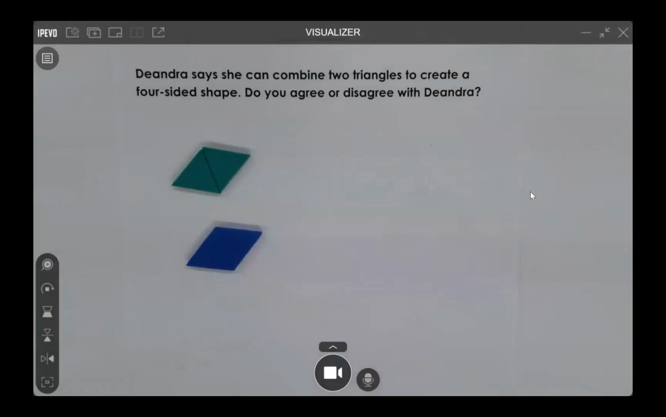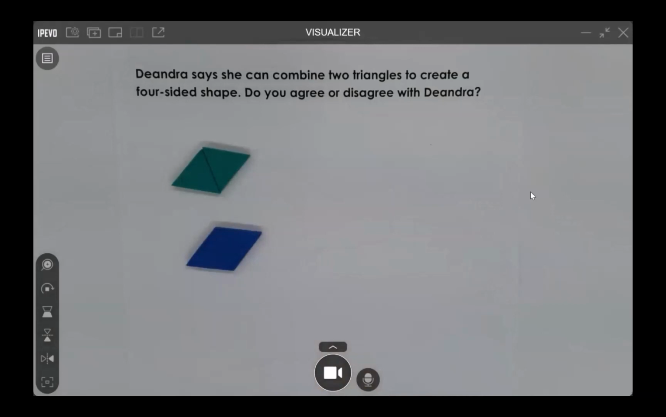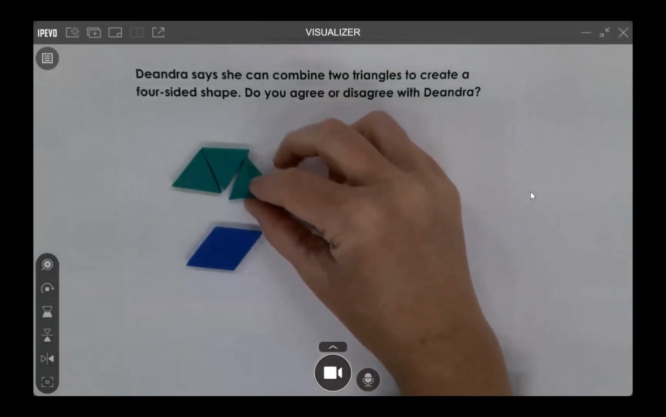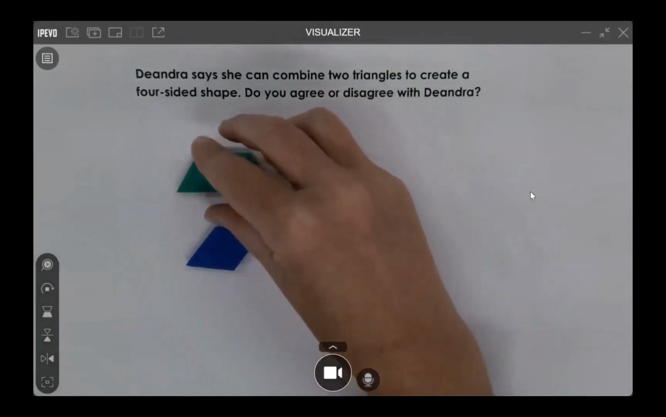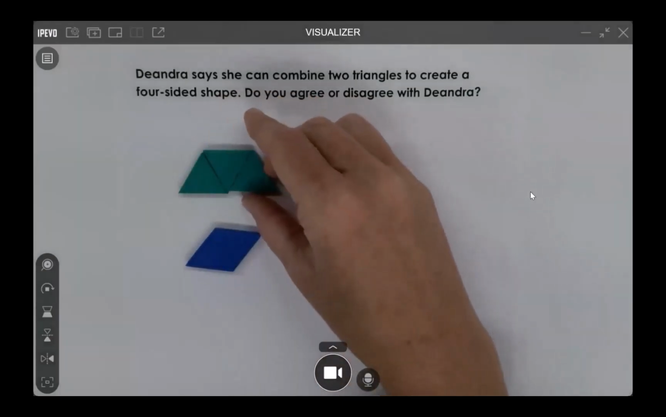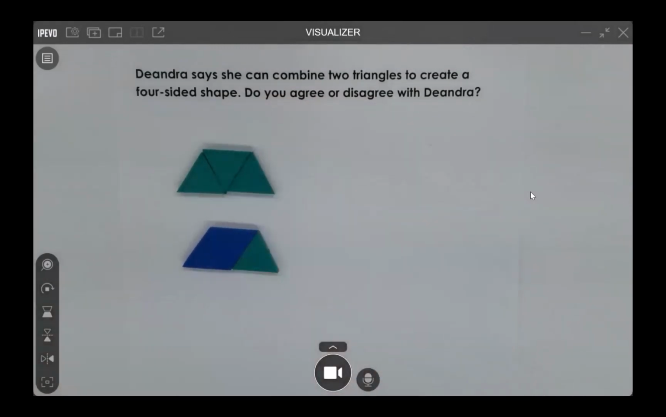Well, now that I've started doing some of this thinking, I wonder what other shapes I can make. Let me see. I made a rhombus with my two triangles. I wonder if I can use that rhombus to make a new shape from that. I'm going to use another triangle and let's see what I'm thinking. Oh, I know. If I add another triangle, then look, I made another four-sided shape. I'm going to add a triangle down here as well.